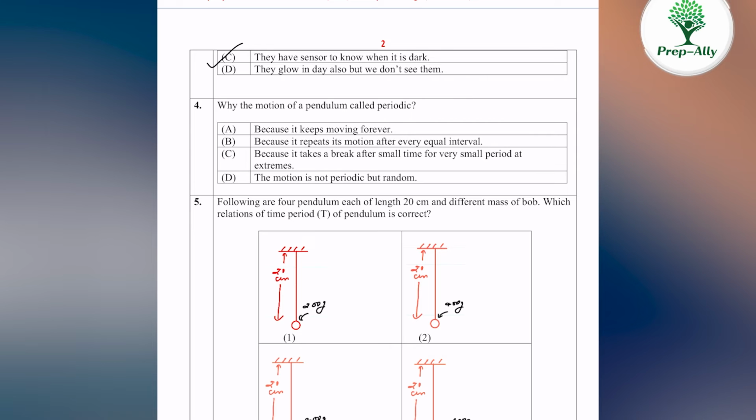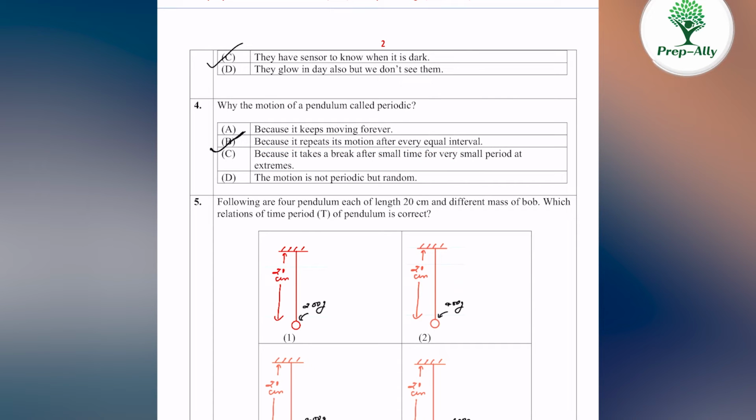Let's go to the fourth question now. Why is the motion of the pendulum called periodic? A periodic motion is called periodic because it repeats itself after a fixed period of time. So let's go to the options now. Because it keeps moving forever, this is not correct. That's not why it is called periodic. It is called periodic because it repeats its motion after every equal interval. That is correct.